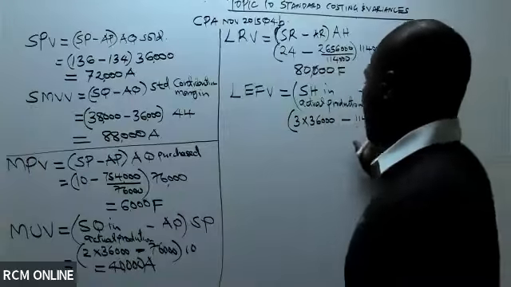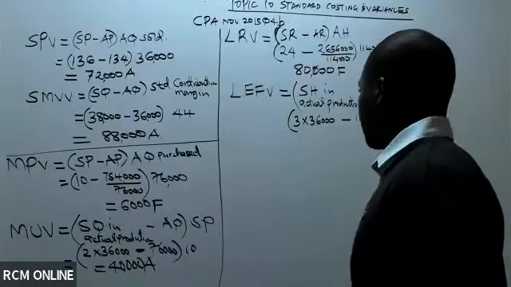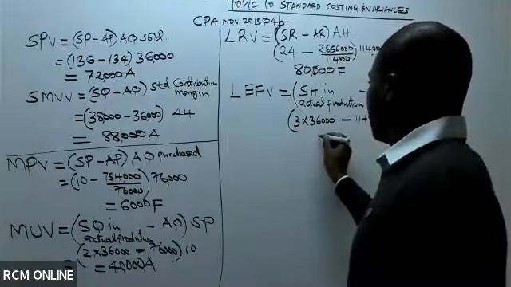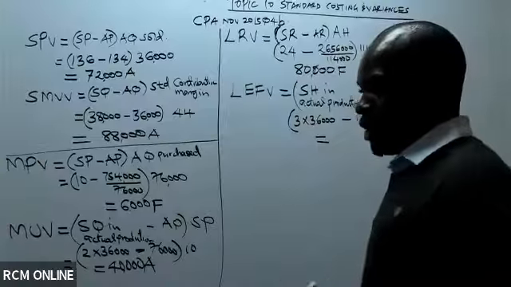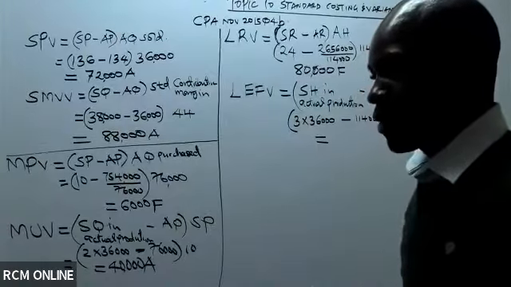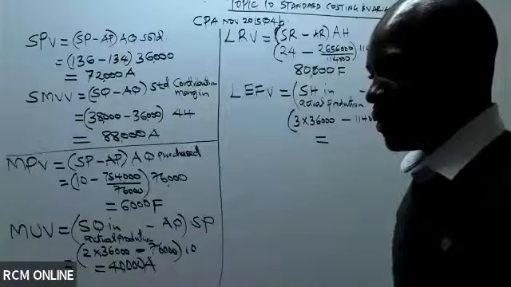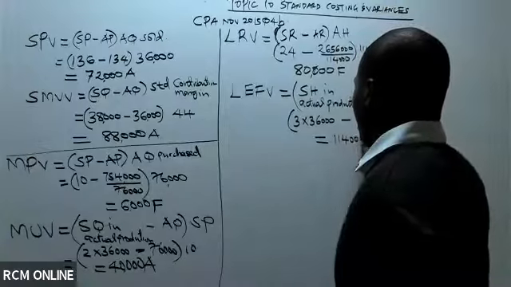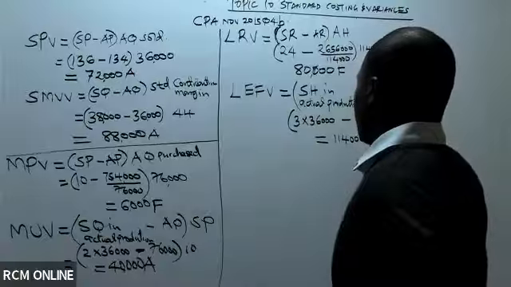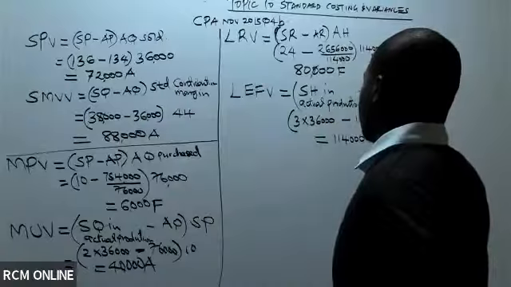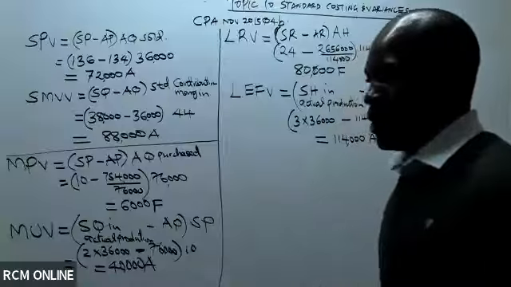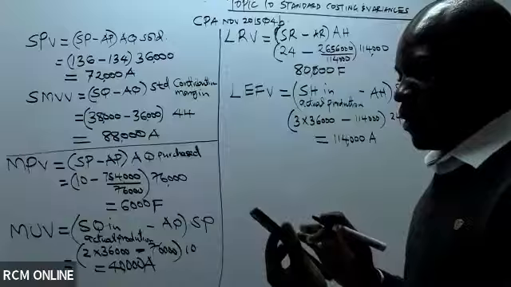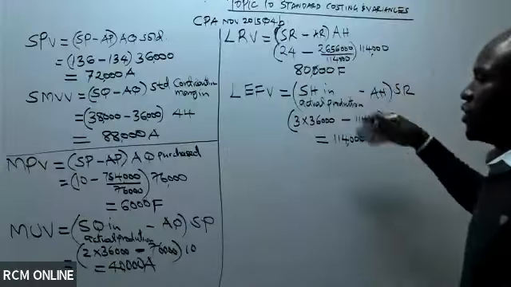Take 108 minus 114, that will give us 6. 6,000 by 24. What are you getting? 144,000 adverse. So that's what you are given in that particular question, the variance.